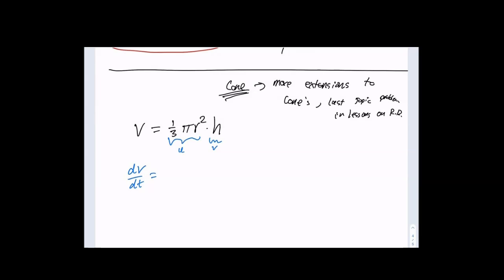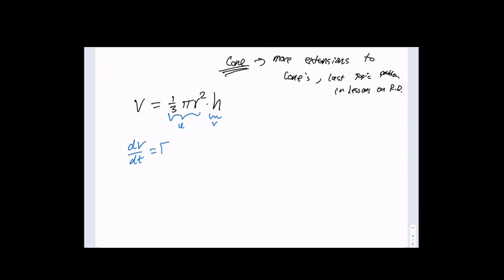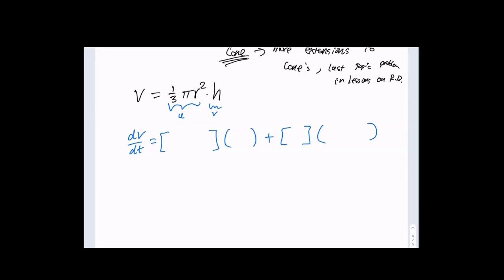So dV/dt equals 2/3 pi r times dr/dt times h plus dh/dt times 1/3 pi r squared. Perfect.